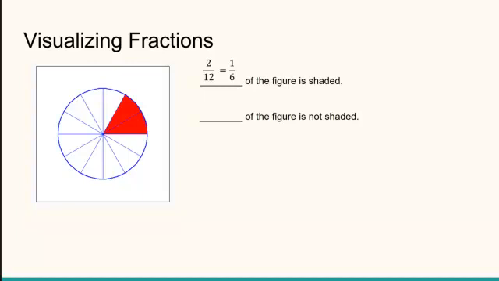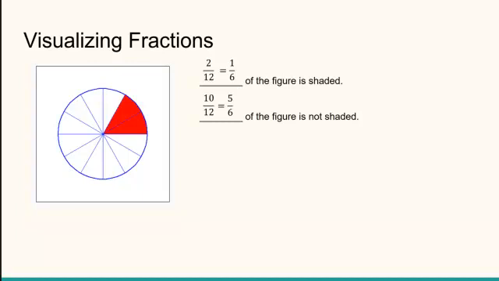Now, what fraction of the figure is not shaded? Well, that would be 10 out of the 12 are not shaded. Once again, this fraction will reduce. 2 goes into both of those. 2 goes into 10 5 times and into 12 6 times. So here are our fractions, the portion of the figure that's shaded and not shaded, and the fractions are reduced.